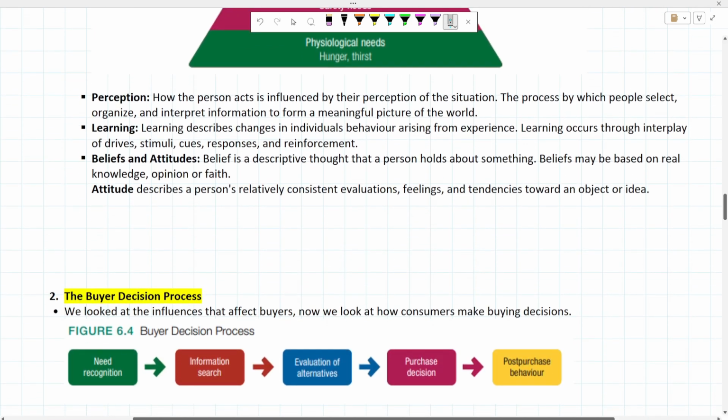Perception. How a person acts is influenced by their perception of the situation. Perception is the process by which people select, organize, and interpret information to form a meaningful picture of the world.